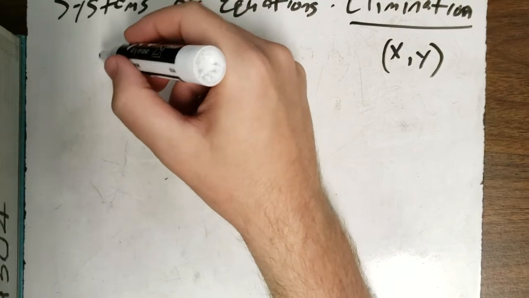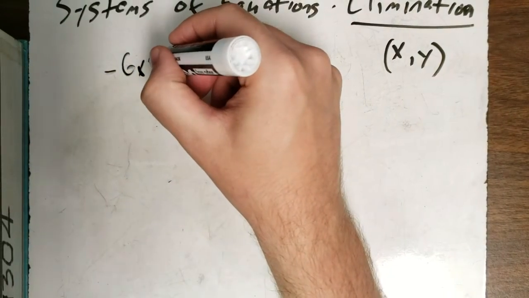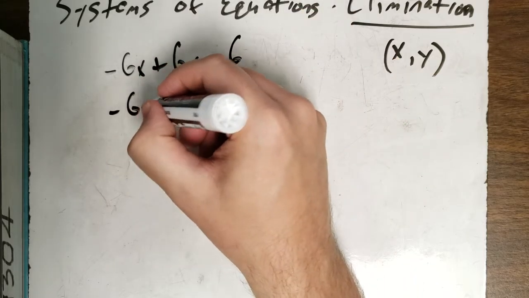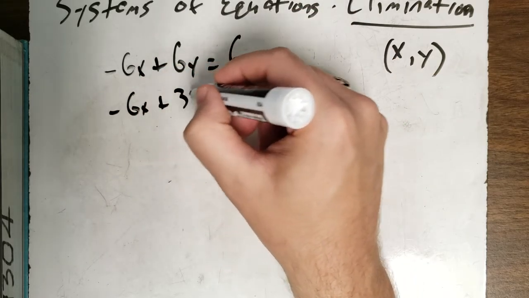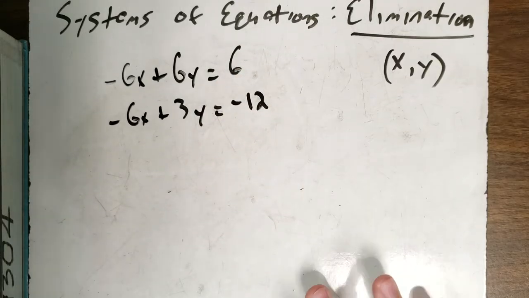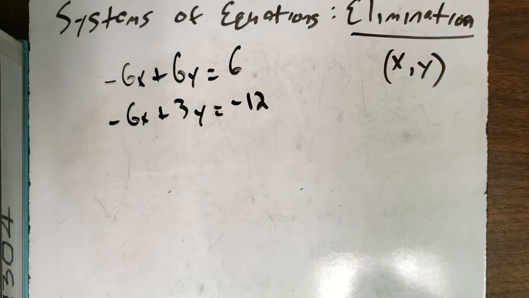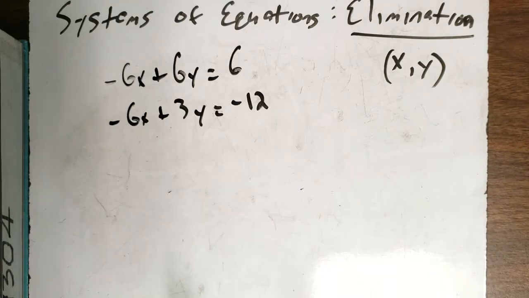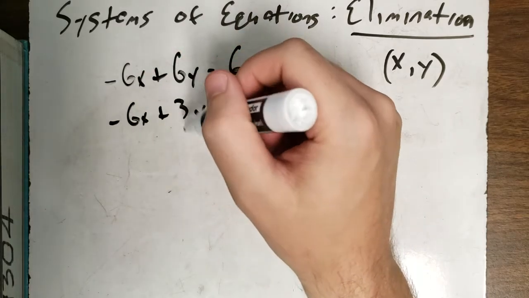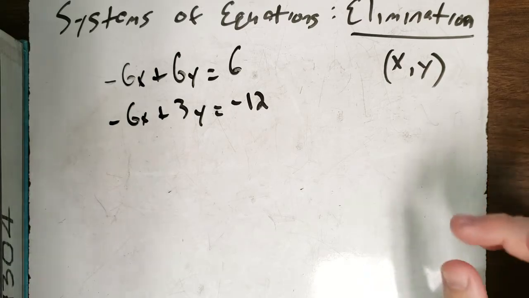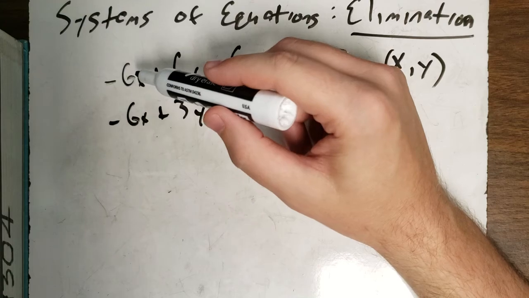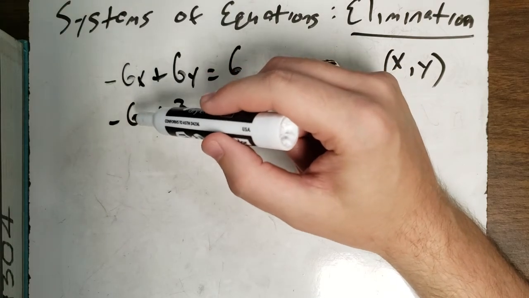Let's do negative 6x plus 6y equals 6. Negative 6x plus 3y equals negative 12. So, once again, looking for a letter that cancels out when you add everything straight down. Now, when you look at this one, we have negative 6x, we have the 6y, the 3y. Remember, we need the same number, but one has to be positive and one has to be negative. So if you look at our x's, we have the same thing, negative 6x here, negative 6x here.